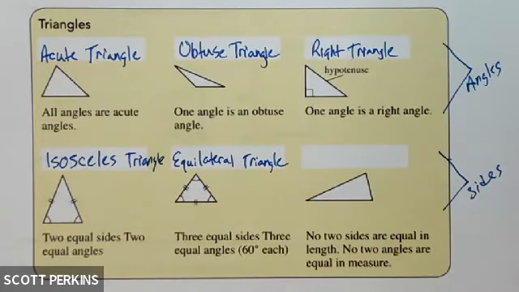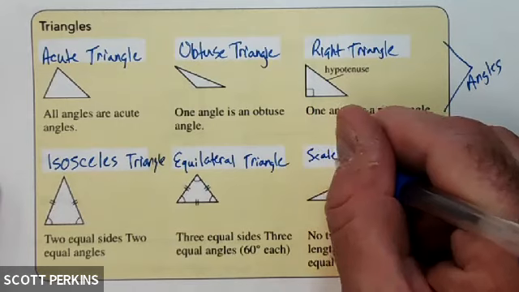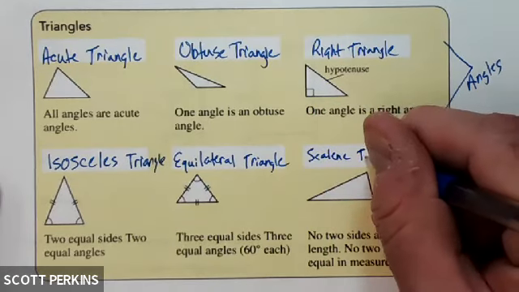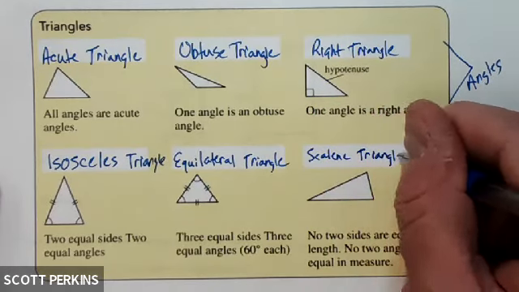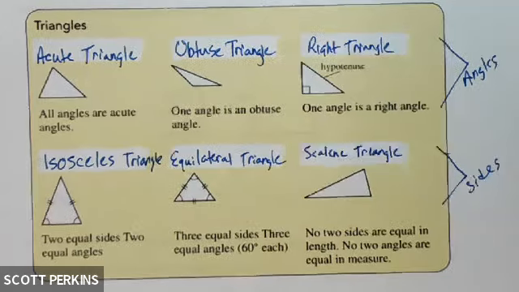And finally, if you have a triangle where none of the sides are in any sort of relationship, none of them are equal, this is called a scalene. I don't know where that word comes from. It's a fun word. It's a scalene triangle. And so for the time being, that kind of ends our triangle trivia.